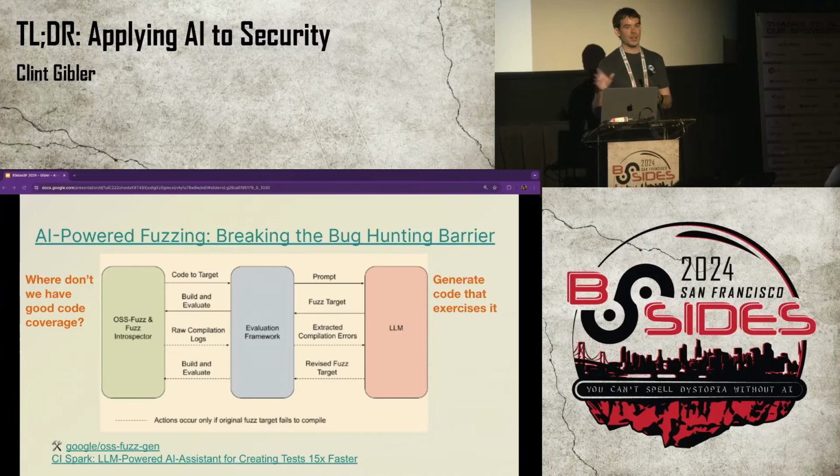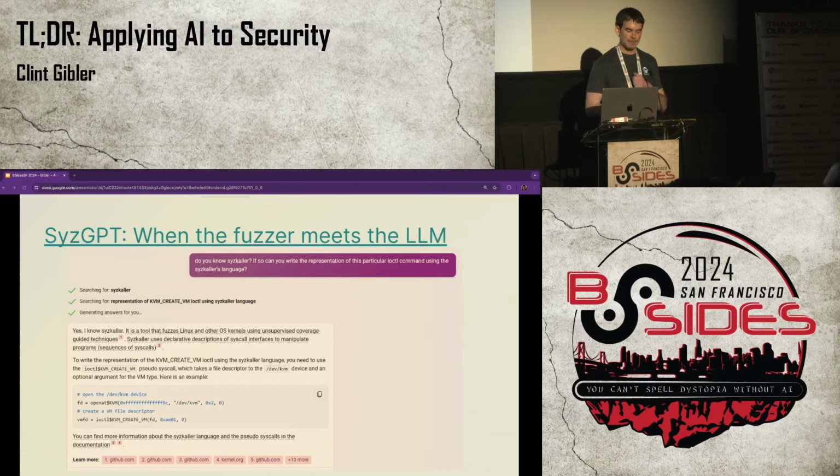Okay, so the first thing I saw in this space is from Google. They're already running OSS-Fuzz, so they're fuzzing many open source projects continuously. The key idea is, looking at the coverage reports we already have, we don't see this code path being exercised. Let's pass this code to an LLM and have it generate a fuzzing test harness that then executes that path. They also released that tool, which I've linked down at the bottom. And then CI Spark, I think, is sort of a commercial version of that.